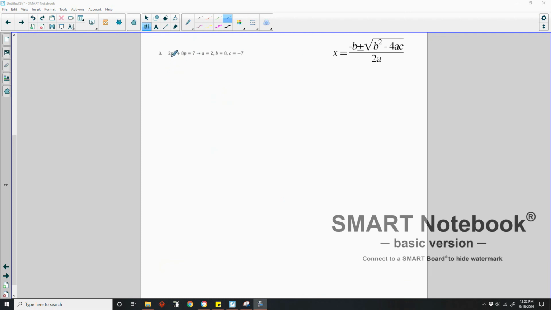Okay, number 3. We have 2p squared plus 8p equals 7. A is 2, b is 8, and c is negative 7. Because if we move this over here, it'd be minus 7 equals 0. I'm just not going to do that this time. So now I write x equals negative b, which is a negative 8. Negative b, b is 8, plus or minus the square root of b squared. That's 8 squared minus 4ac.